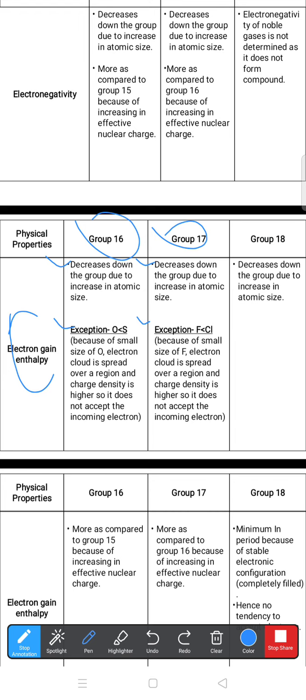So in this way we can compare. In group 18, it decreases down the group due to increase in atomic size. So about the halogens, and also about the inert gases, we can compare this. So groups 16, 17, 18 we can compare in this way with respect to electron gain enthalpy.